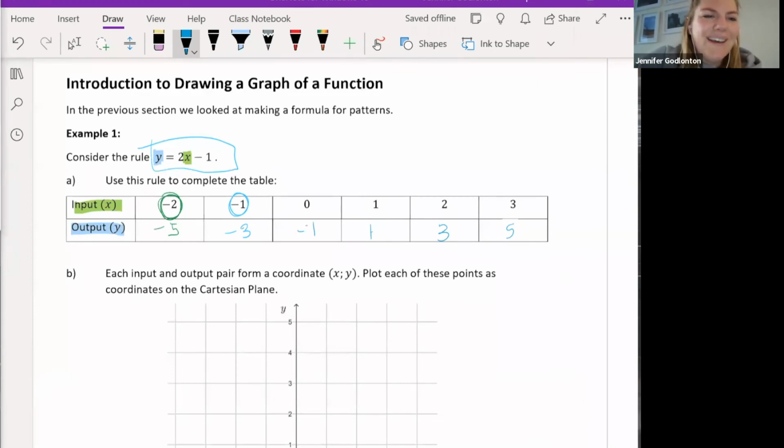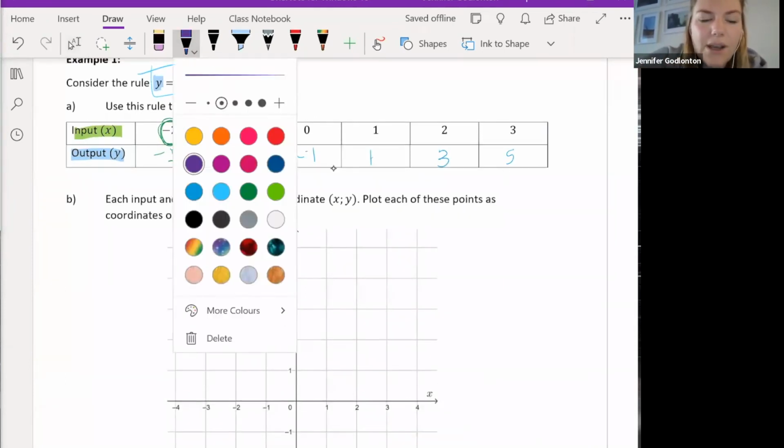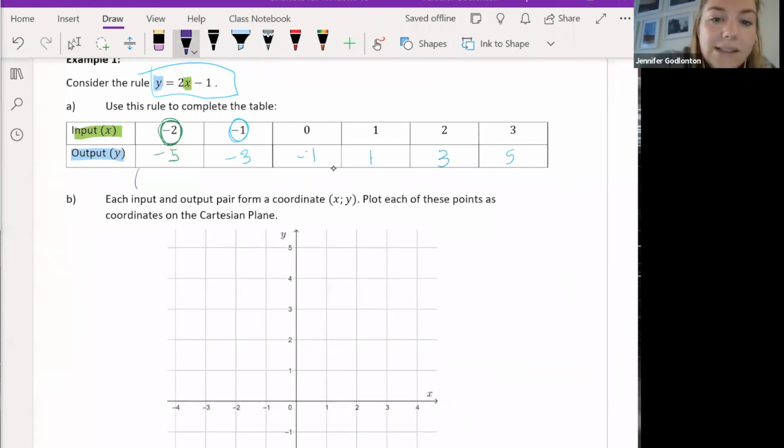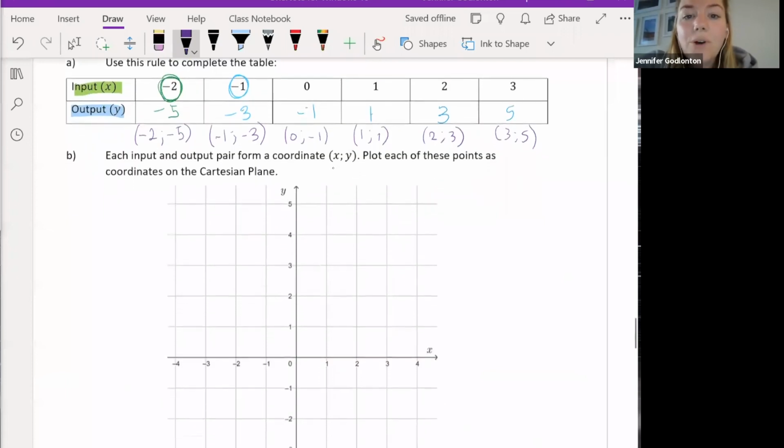Nice work. Thank you. Okay, so what we land up with is this table, right? And what we've actually got is a set of coordinates. So over here, this is saying that when X is -2, Y is -5. When X is -1, Y is -3. When X is 0, Y is -1. When X is 1, Y is 1. When X is 2, Y is 3. When X is 3, Y is 5. So all we've done is find a whole bunch of coordinates. And now we're going to plot them.